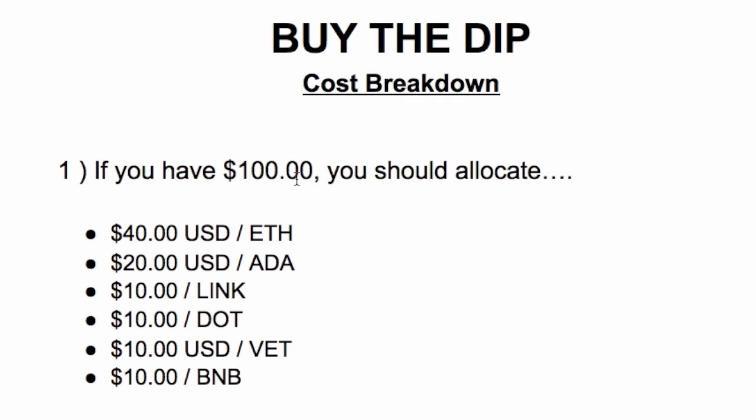If you have $100, you should allocate $40 in Ethereum, $20 in Cardano, $10 in Chainlink, $10 in Polkadot, $10 in VeChain, and $10 in Binance.